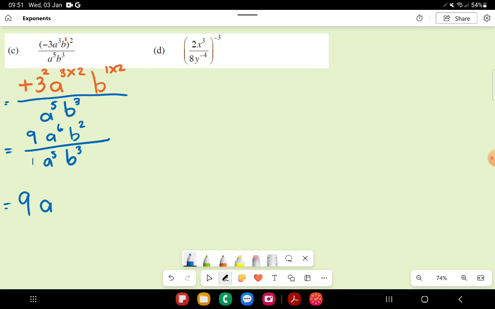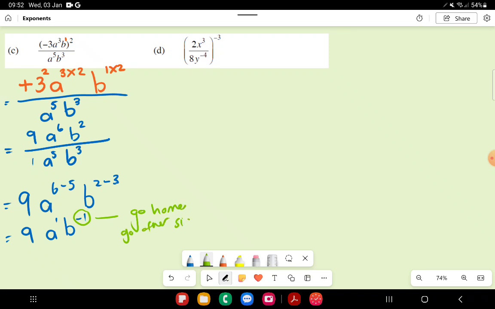Then a base of a, 6 is a numerator, minus 5 is the denominator. My base b, 2 is a numerator, minus 3 as the denominator. Simplify further. A 6 minus 5 is 1. B 2 minus 3 is negative 1. So another thing that is very important for you to remember is that negative as an exponent means go home, if you remember, or go to the other side. It means you're in the wrong place. This means that this should not be written as a numerator, but it should go home as a denominator.